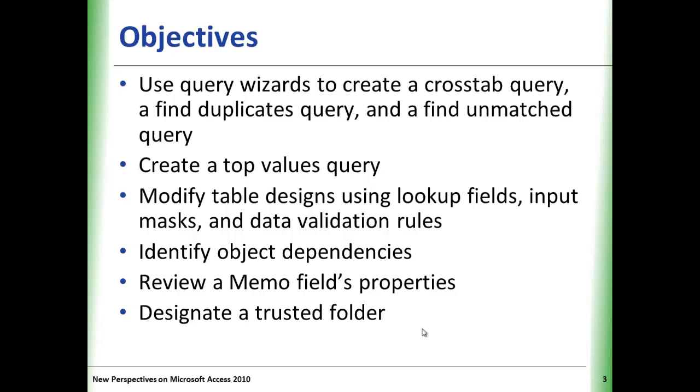We're going to identify object dependencies. This is helpful if we want to understand what a change to one object will do to other objects. We're going to look at using a memo field, and if you haven't already designated a trusted folder, you'll learn how to do that in this tutorial.